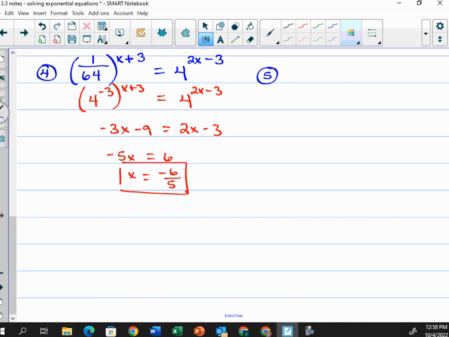Last one, guys. Another fraction one. All right, guys, last one there. 1/27 to the 2x minus 1 equals 81 to the x minus 5.